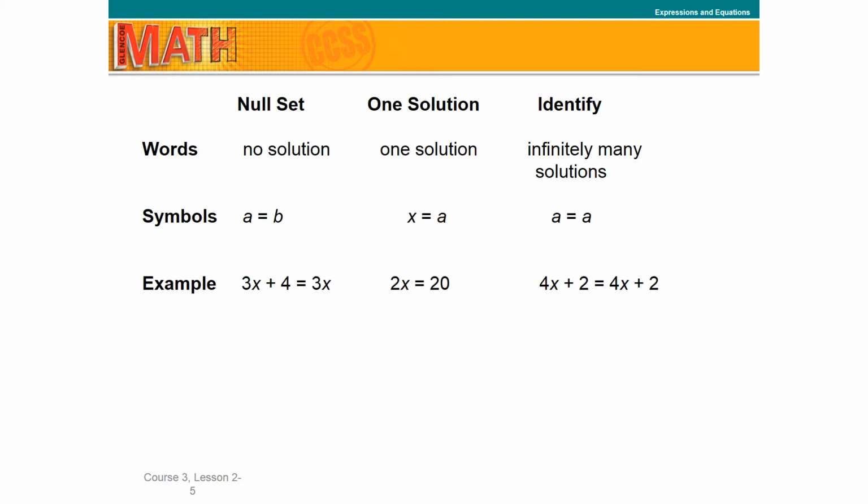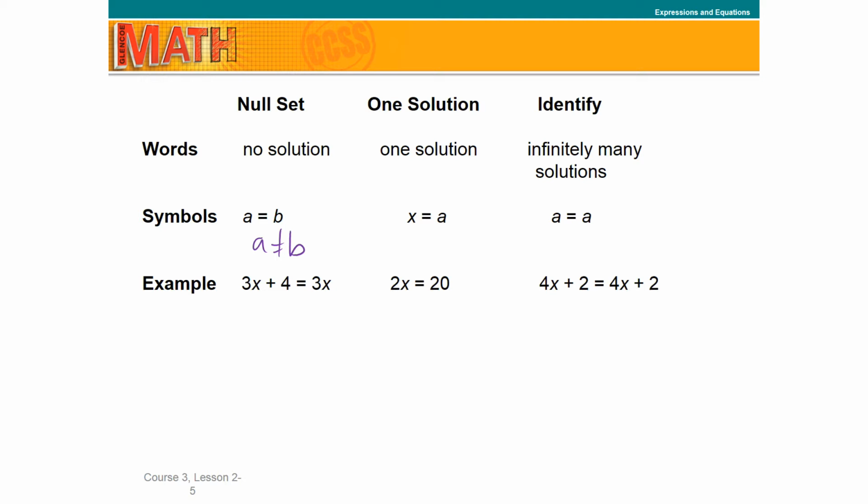In symbols, the null set is A equal to B. Whenever you end up with opposite numbers or different numbers, then it's a null set. Obviously, A cannot equal B, and that would give us a null set. When we get one solution, we end up with the variable equal to something. So for example, x is equal to A. And then infinitely many solutions, or identity, is when we end up with A is equal to A. So let me go through these three examples so you can see this.